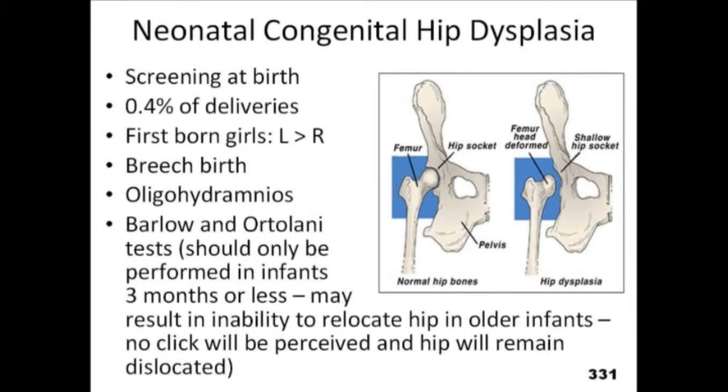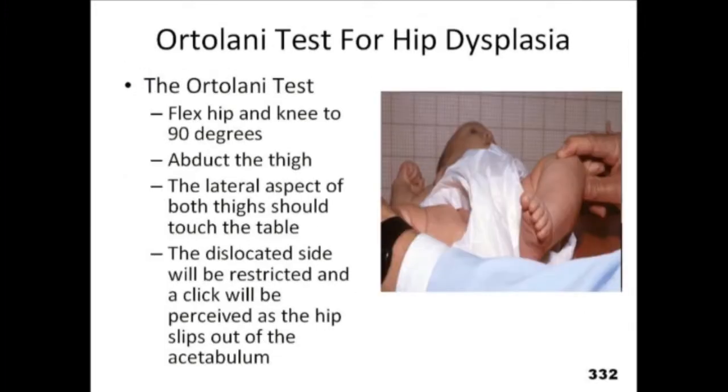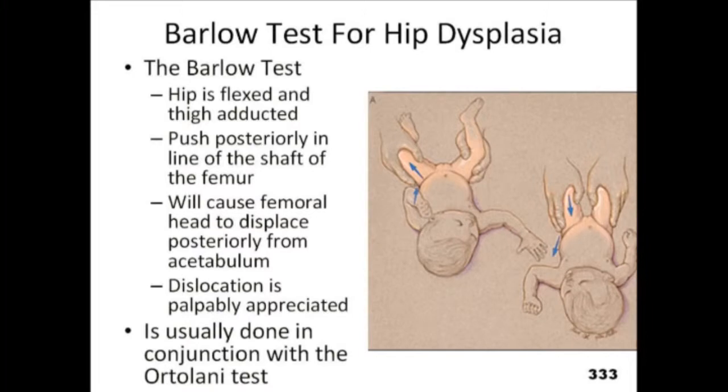And the Barlow and Ortolani tests are the ones you want to look at. So the Ortolani test, you flex the knee up, abduct the thigh, and as you bring the leg out into the frog leg position, the dislocated side will be restricted and you'll feel a click as it slips out posteriorly through the acetabulum. And the Barlow test is where you bring the knees up, and as you can see with the lower image, you push down on the kneecap and it comes out posteriorly. These are usually done together.